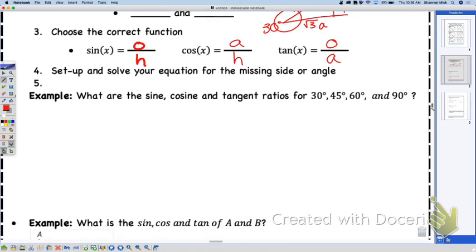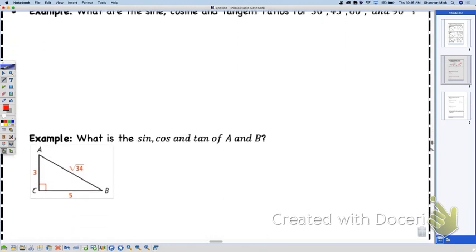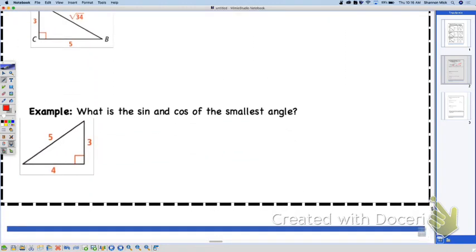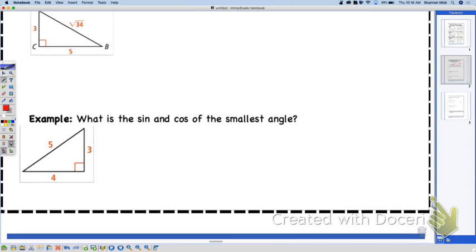And the next step is to set up your equation and solve for the missing sides. Okay, so down here, I told you to do this one on your own. The smallest angle. Which one of these is the smallest angle? The one across from the 3, yes? So this is the angle I'm looking at. How did I know that this angle was the smallest angle? Because it's across from the shortest side, so it has to be the smallest angle.